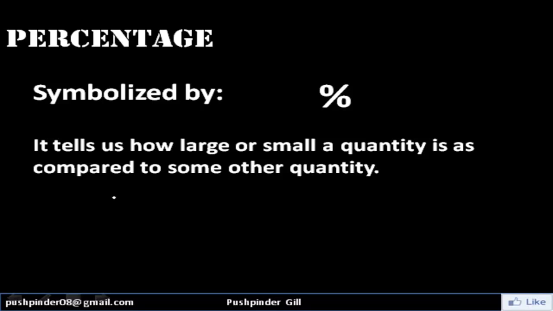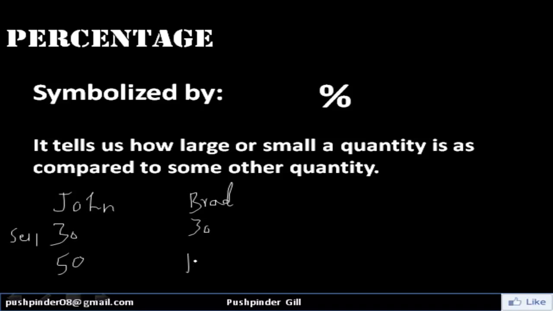Now let's suppose John here. There are two persons who are selling oranges, right? Let's suppose John has 50 oranges and he's able to sell 30 oranges, right? So he had a total of 50 and he was able to sell 30 oranges. Similarly, let's suppose there is Brad here who also sold 30 oranges. However, he had 100 oranges with him.